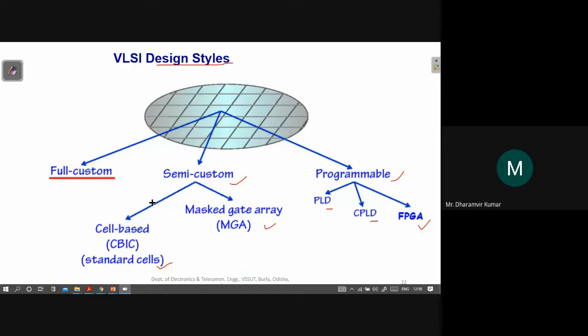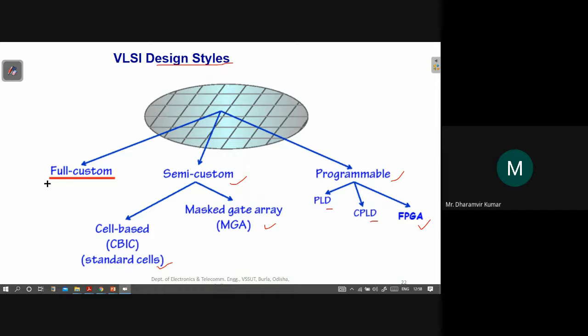You'll find that some of these design styles give us results faster as compared to other ones, but at what cost? Some are fast in nature, some are cheap in nature, but there is some loss, there is some disadvantage.